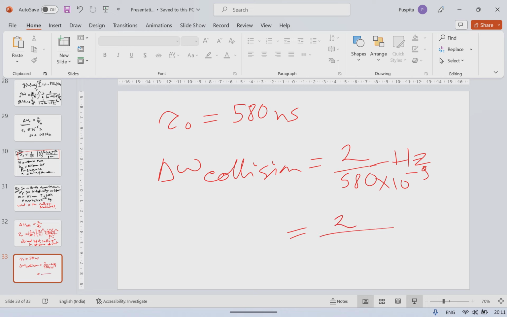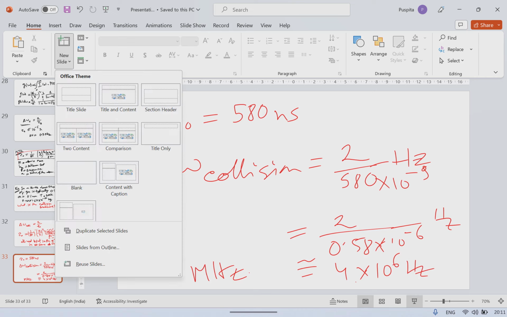So 0.5 into 10 to the power minus 6 hertz, 0.58. It is almost 4, a little less than 4, into 10 to the power 6 hertz. So it is in the megahertz range.